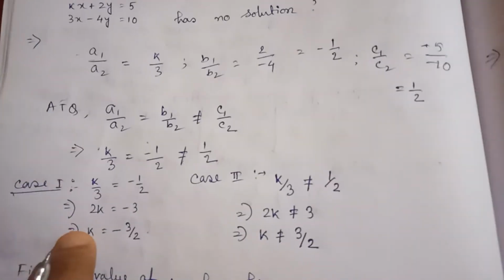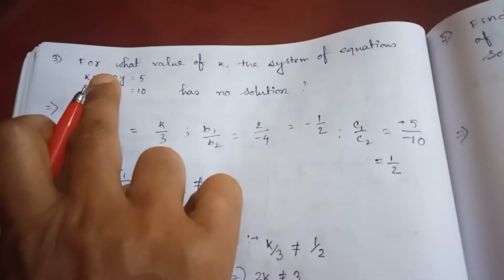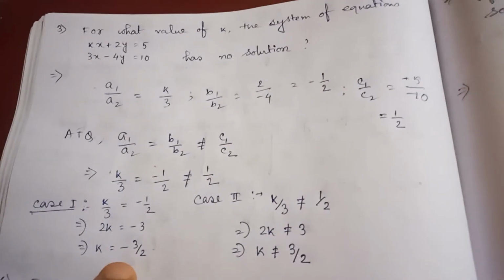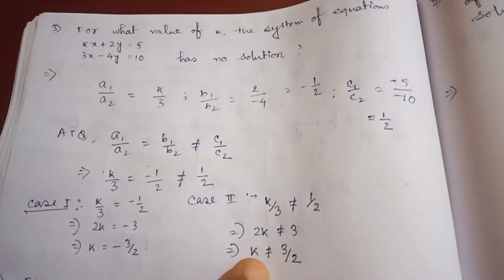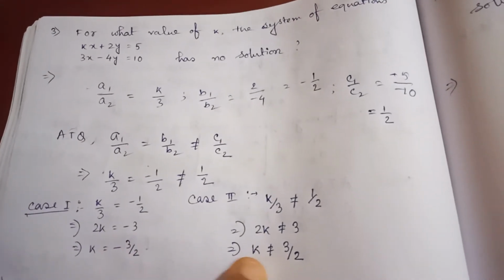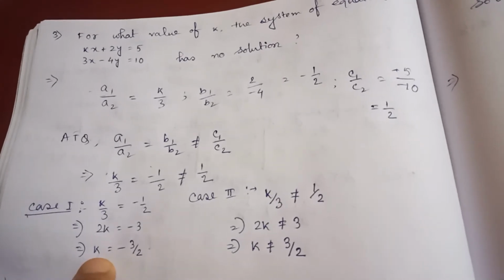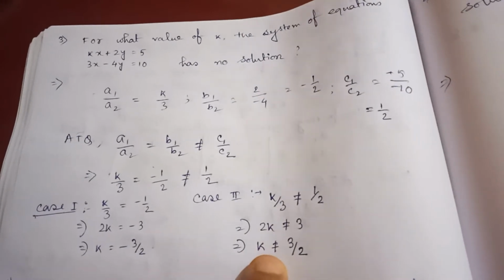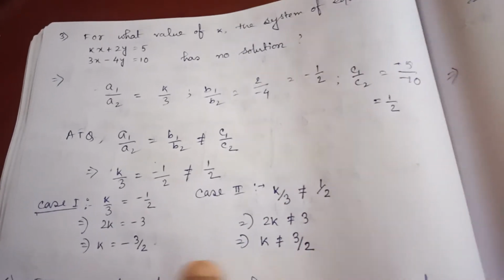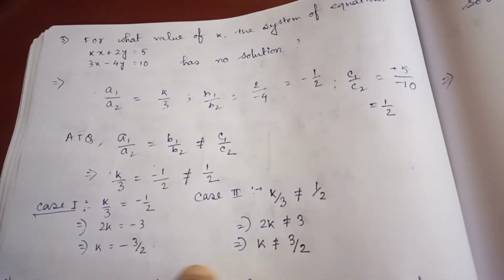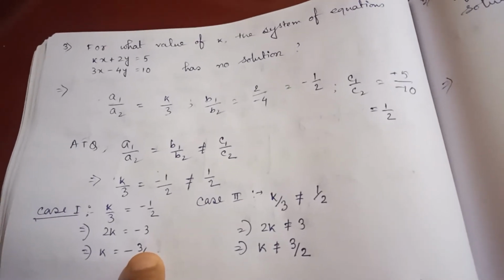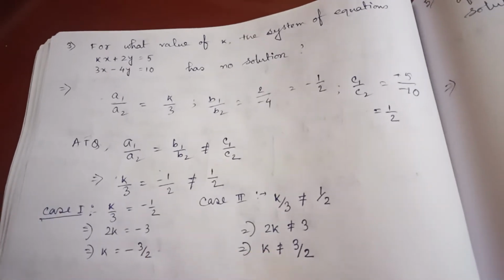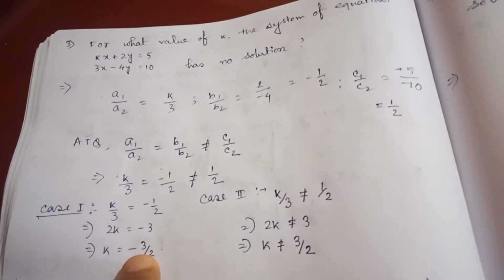Now look at these two conditions. We need to find out the value of k. For this, ultimately we have got two conditions depending on k's value. One is k will be equal to minus 3 by 2 and one is k not equals to 3 by 2. We need to combine these two expressions in a statement so that two conditions will be valid in the answer line.